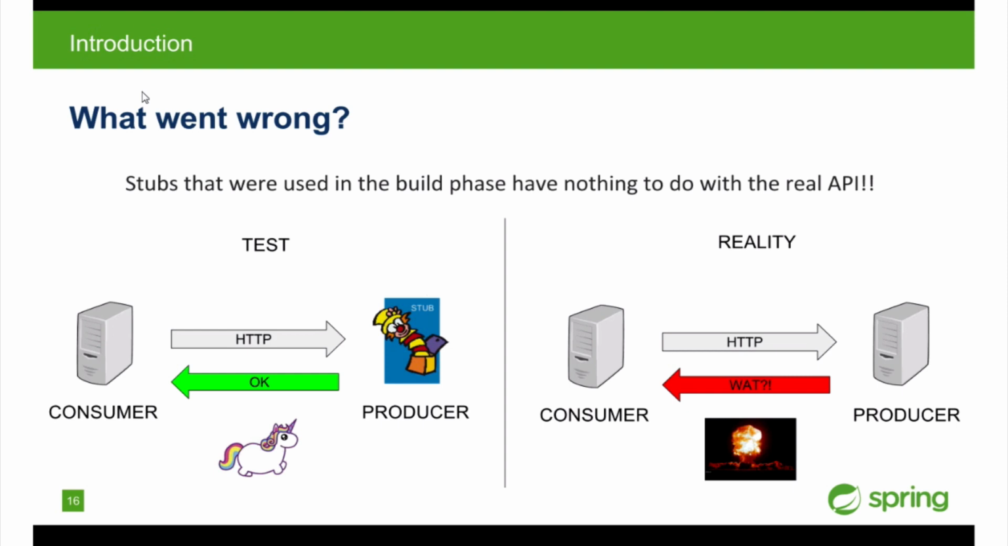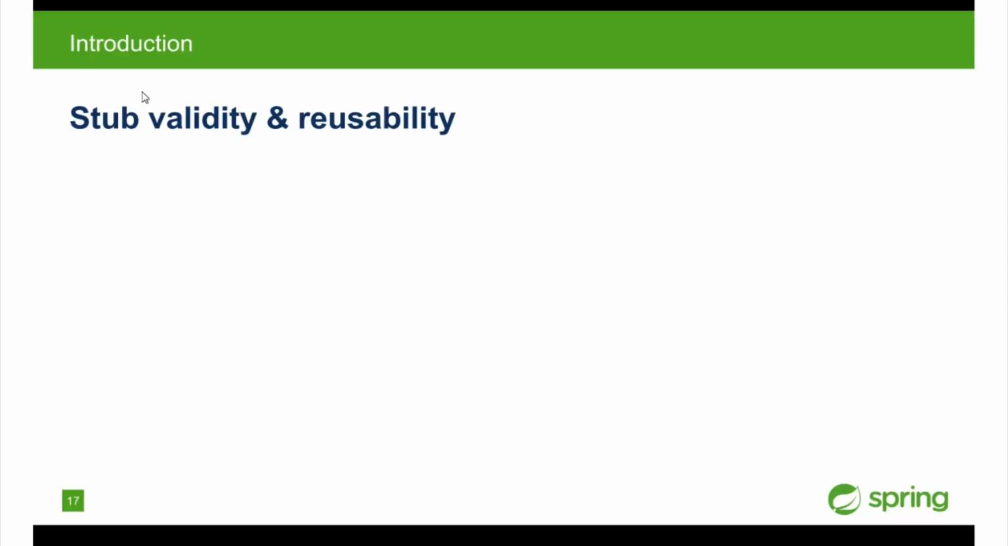So the problem that we're trying to solve is stub validity and reusability. The problem was that stubs reside with the consumer. The consumer controls the stubbing process.